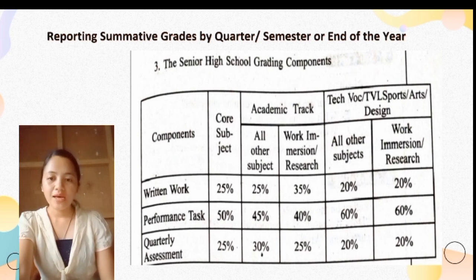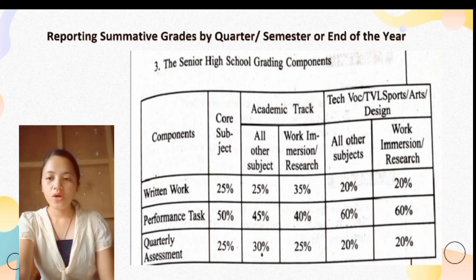And for the technical, vocational, TVL, sports, arts, and design students, their grades are computed using the following percentage. For all other subjects, 20% for written work, 60% for performance task, 20% for quarterly assessment, and for work immersion and research, 20% for the written work, 60% performance task, and 20% for the quarterly assessment.